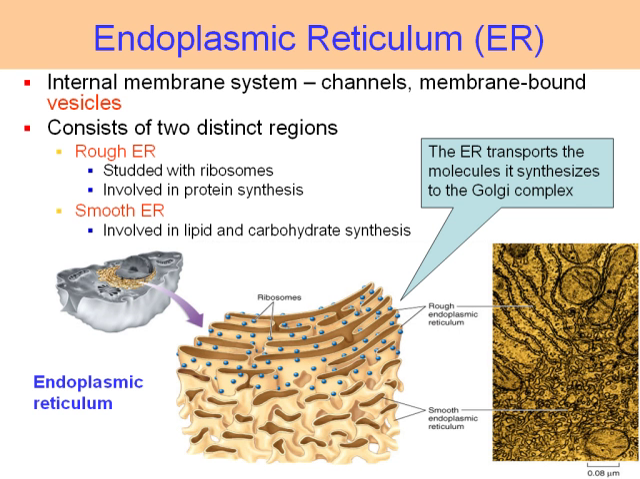The diagram that you see is going to indicate for you both the rough ER that's studded with ribosomes in blue and the smooth ER that is not. If you look at the micrograph to the right that was created by an electron microscope, you can see the rough ER and the smooth ER. In addition, you should realize that macromolecules that are created by the ER are going to have vesicles leave the ER and transport those materials to the Golgi complex.